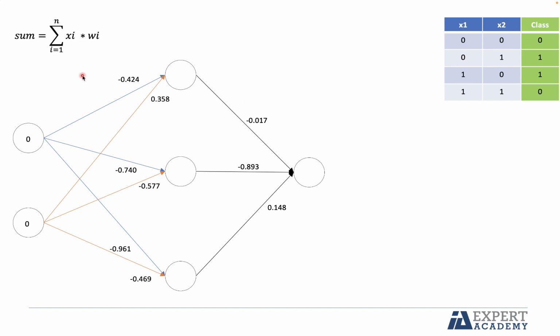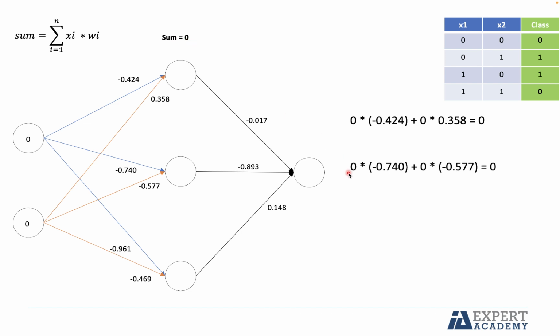The first step is to apply the sum function, the same you learned before. So we will take the first neuron of the hidden layer, input times the weight, 0 times minus 0.424, plus input times weight, 0 times 0.358. The result is 0. So we have here the sum equals 0.